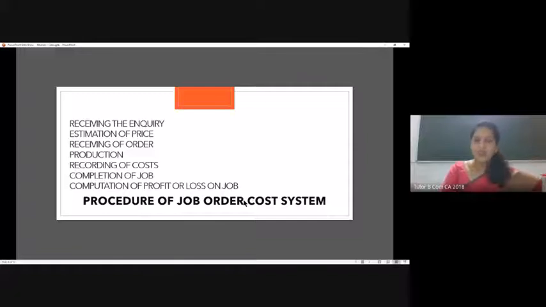Once the job is completed, there can be a variation from this 38,000. It can be a little higher or a little lesser than 38,000, depending upon the requirement of material, and he might have taken a buffer at the beginning itself. So finally, on completion of the job, the manufacturer will estimate the cost for the job and then charge a profit accordingly. So that is the actual procedure in a job order cost system.